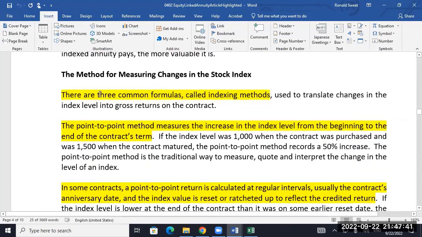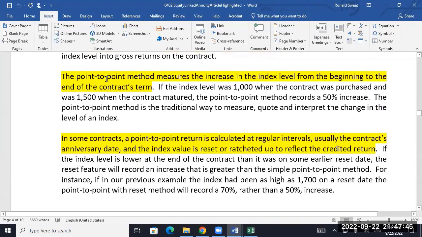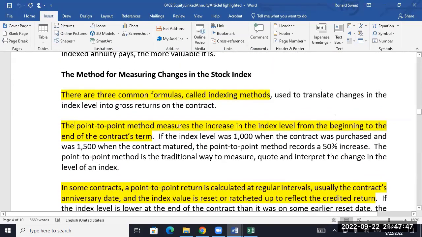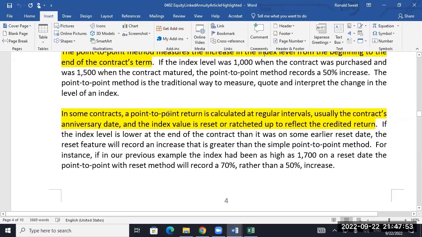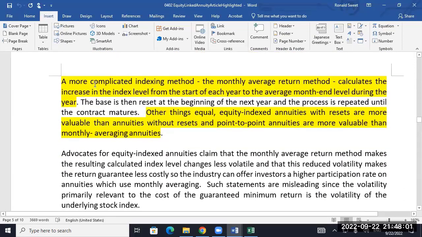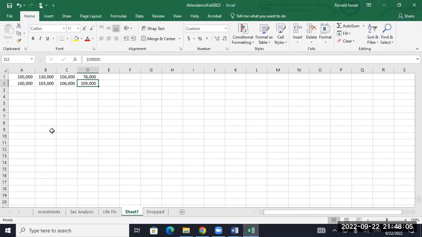So there's 3 formulas. There's the point-to-point method, from the index level at the beginning to the end of the contract term. Usually the contract's anniversary date, and the index value is reset to ratchet up to reflect the credited return. A more complicated one is the monthly average return. So let's look at those.